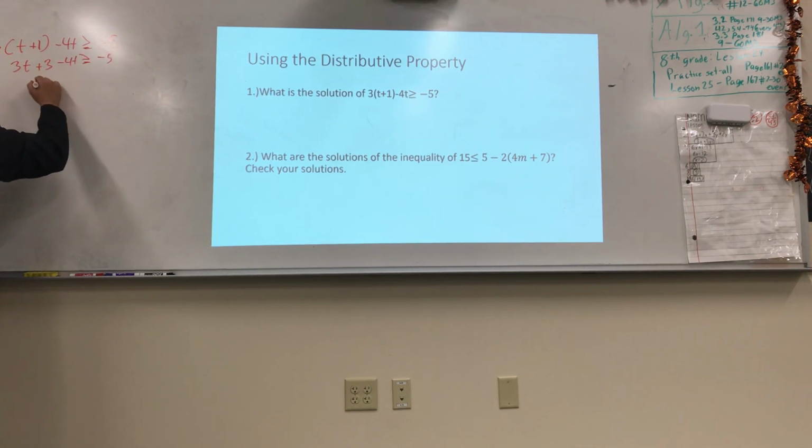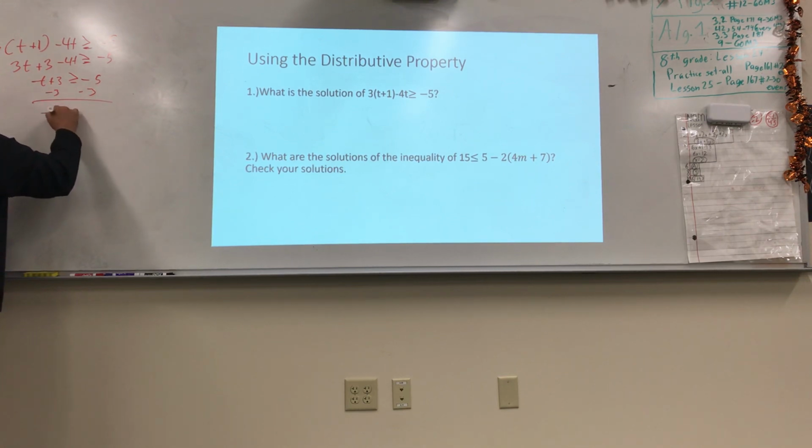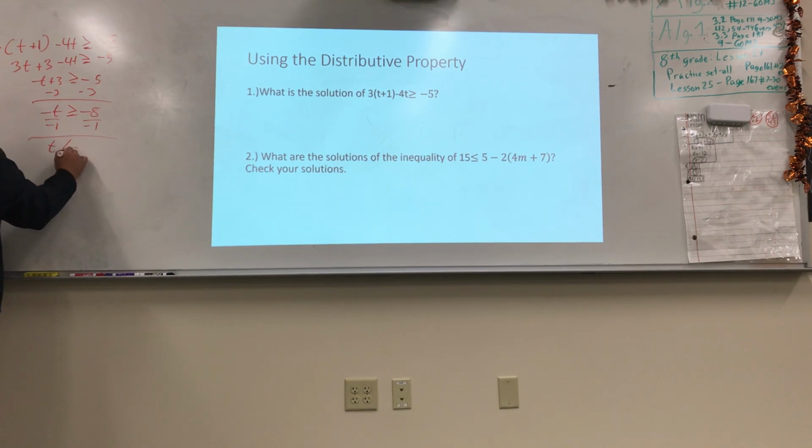We add those together, we're going to get negative t plus 3 is greater than or equal to negative 5. Subtract 3, you get negative t is greater than or equal to negative 8. To get rid of that, we'd have to divide by negative 1. Divide by negative 1, you get t, and you have to switch the sign because it's a negative, so it is less than or equal to 8.